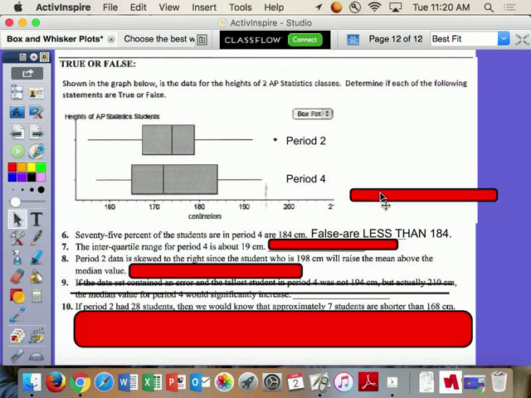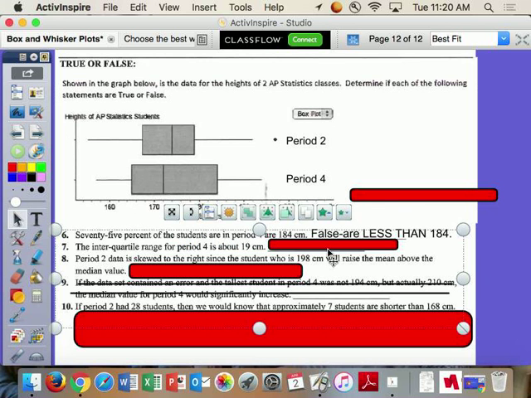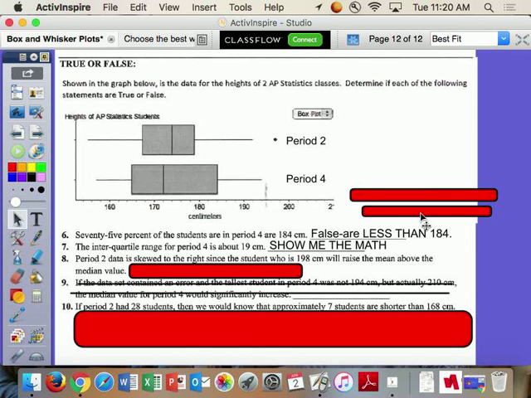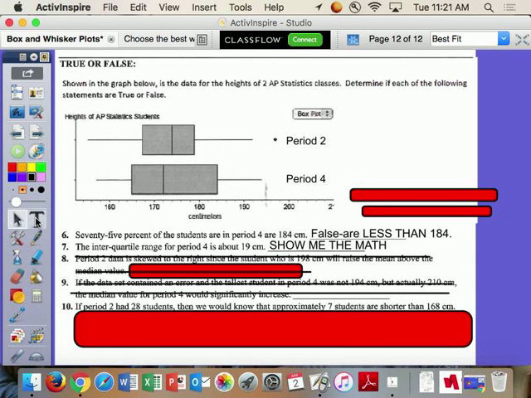The interquartile range for period 4 is 19. So if you take the edge of this box and the edge of this box and you subtract them, do you get 19? I want you to show me that math. If you show me it and it does not, then it's false. If you show me it and it does, then it is. Period 2 data is skewed to the right because the student who is 198 centimeters. I actually don't like that question. Let's take that question out. If you want to answer, that's perfectly fine. And we're not going to do 9. 10, take a moment, do it yourself, see what you think.